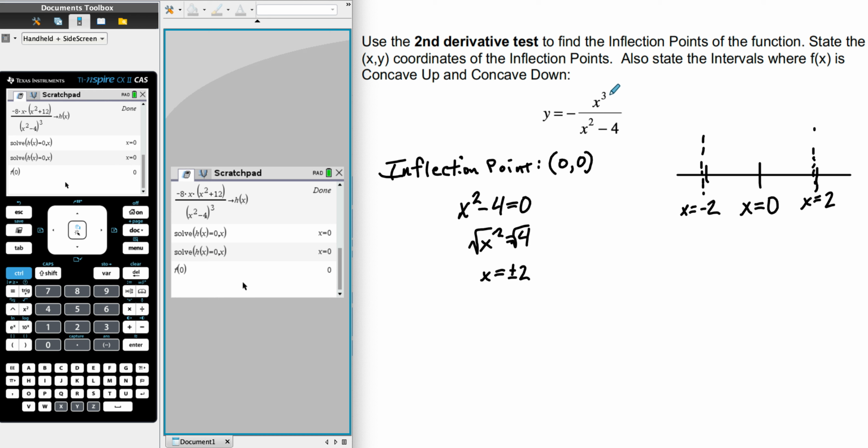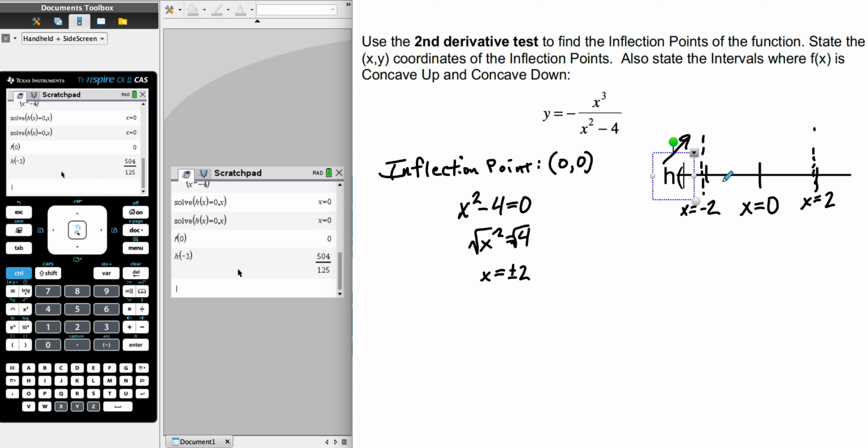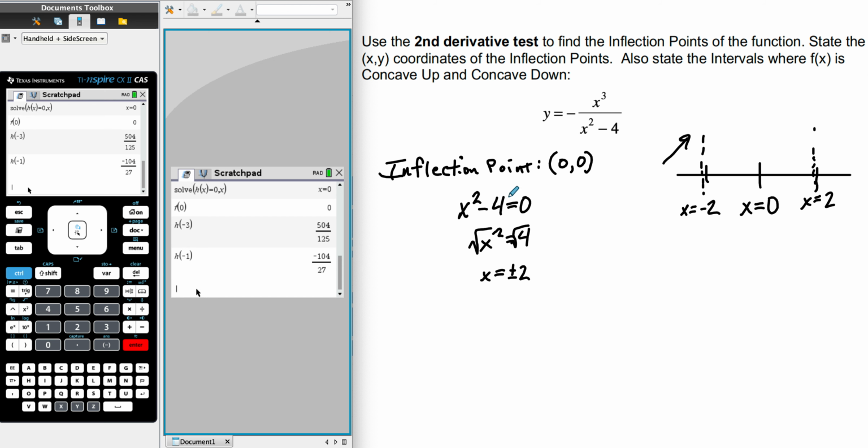So now I need to test values before and after all of these numbers, -2, 0, and 2, to figure out where it's concave up and concave down. So I'm going to start with -3. Notice I'm using my second derivative. That's why we call it second derivative test, and I get a really big positive number. So that means that it is concave up, because it's positive, before -2. So let's input -1. And put it into our calculator, -1, and we're going to get a negative number. Okay, so that means it's concave down in this next interval.